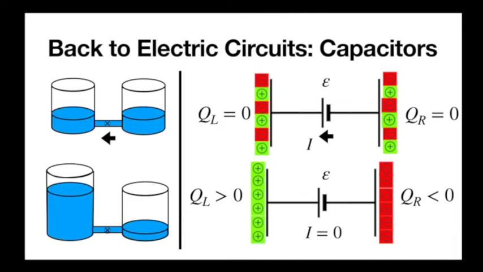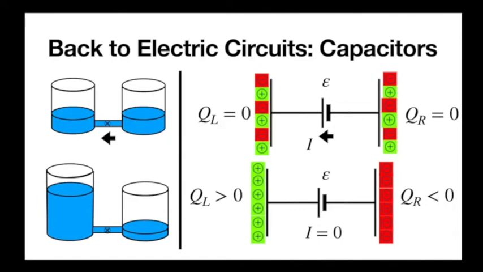But it's just a battery that's connected between two neutral plates. When I say neutral, I just mean there's the same amount of positive and negative charge on both sides. So we're looking at the top piece on the right here. So we have two plates. QR, the charge on the right, is 0. QL on the left is 0. And that's net, right? We have positive and negative charges on both sides, but they cancel each other out.